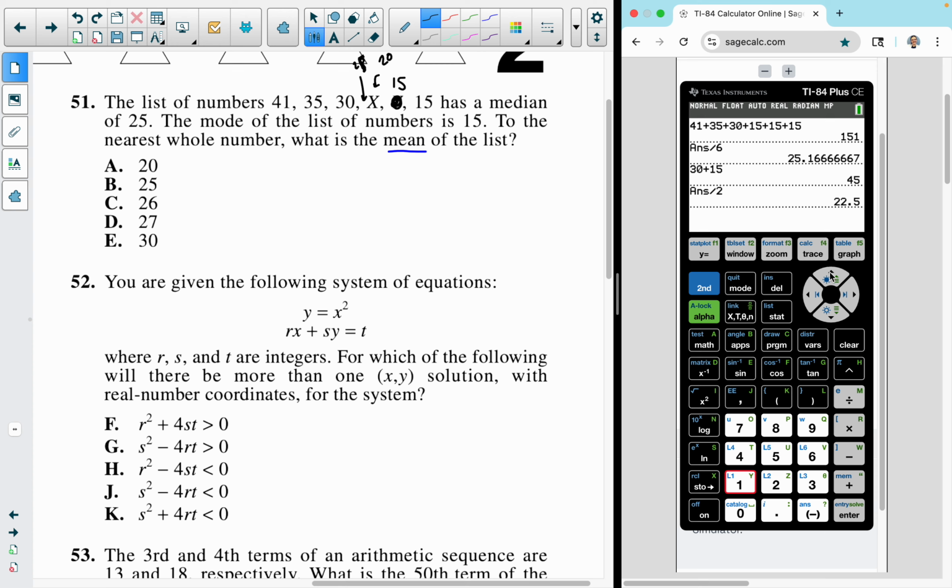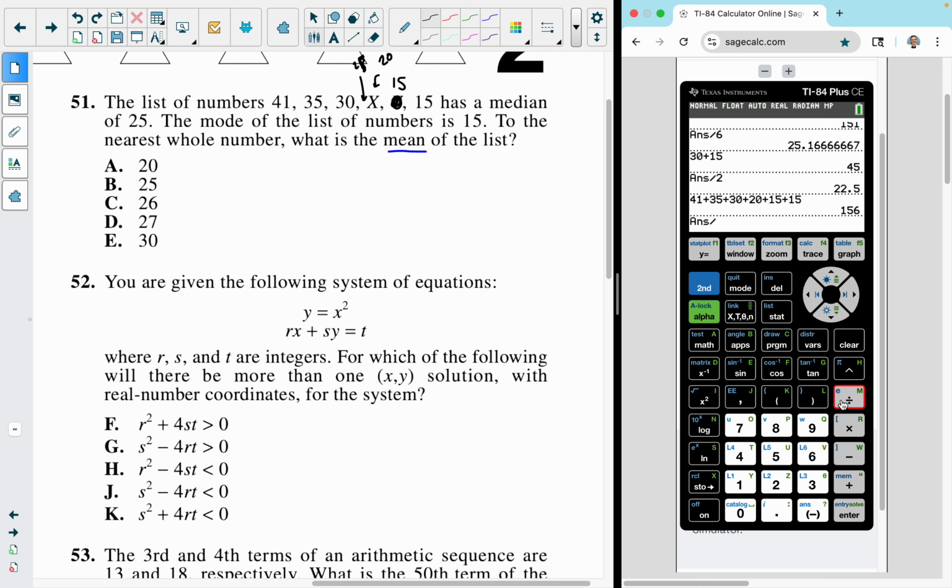So I'm going to type this in as 20 as my number, because that way 25 is in the middle. So X was 20. If I look here, I would find 30 and 20, and the median would be 25. Then I'm going to divide this by 6, and we get a mean of 26, which is answer choice C.